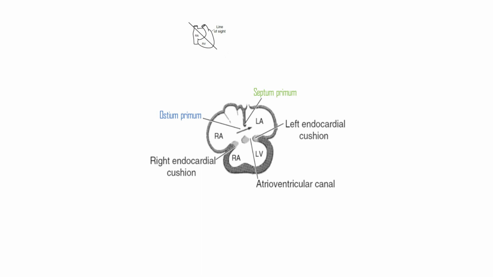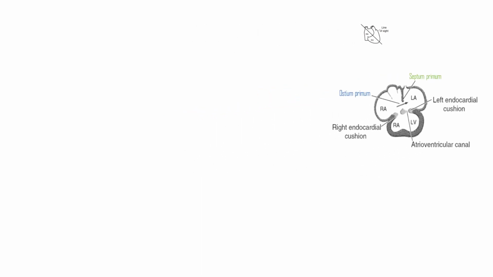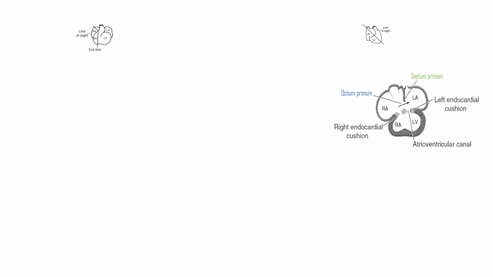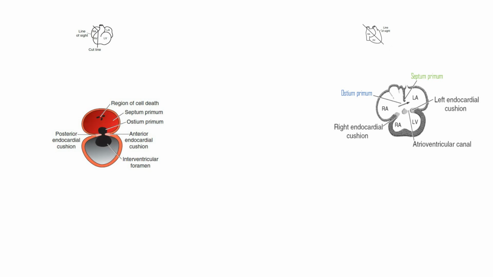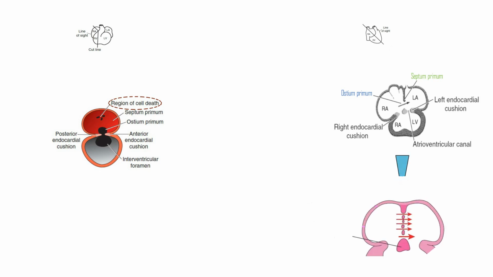Soon after, the septum is completed upon the fusion of the atrioventricular endocardial cushions. However, before completion of the septum, programmed cell death, that is apoptosis, occurs at the upper portion of the septum primum, thus resulting in perforation in the septum.